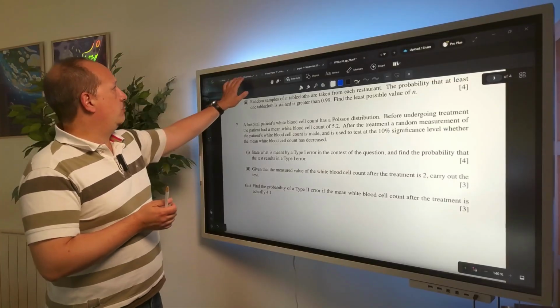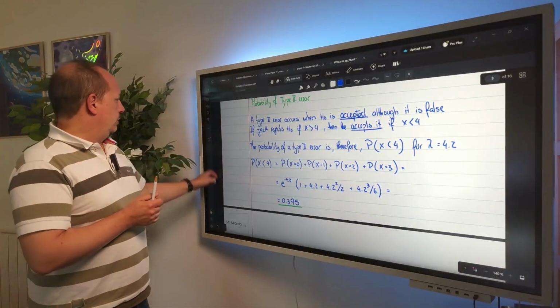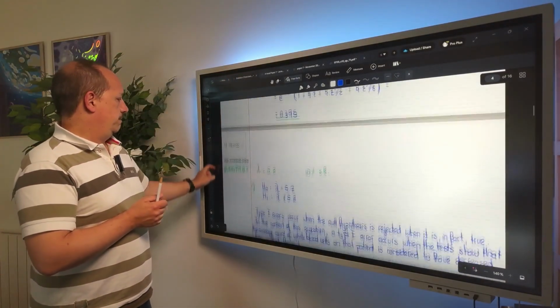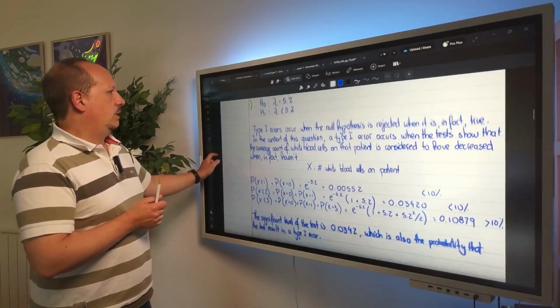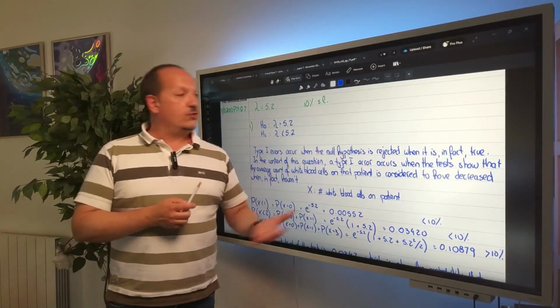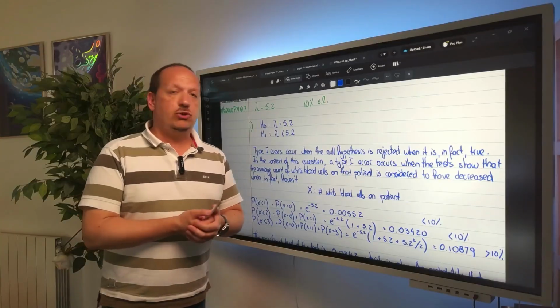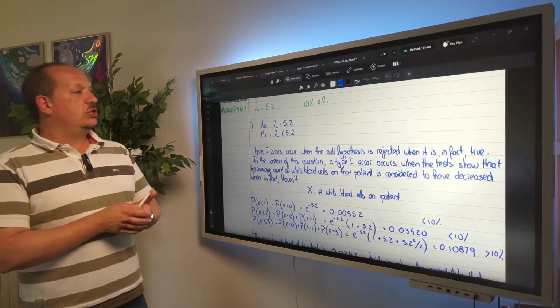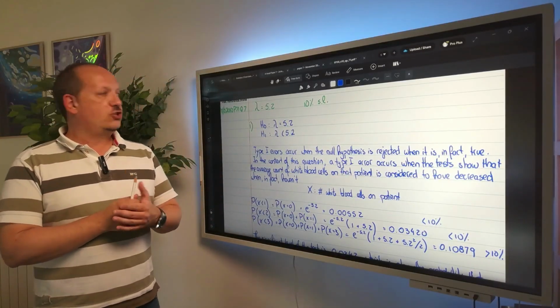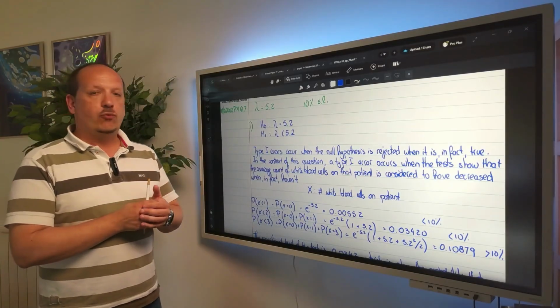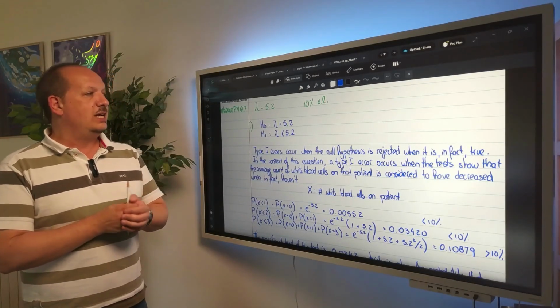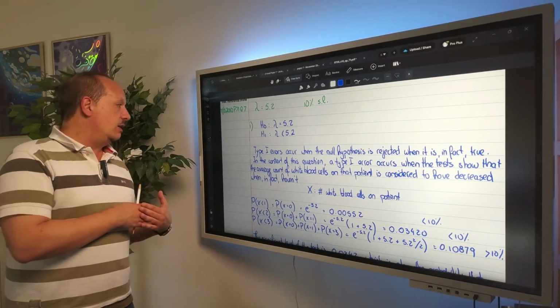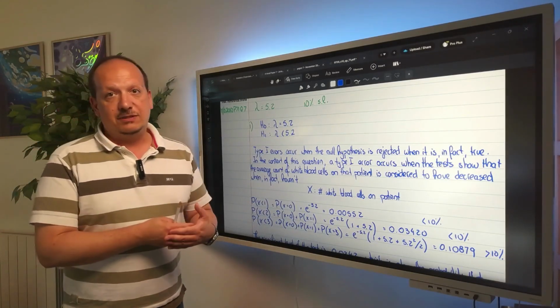Again, what is a type 1 error? A type 1 error occurs when a null hypothesis is rejected when it is in fact true. In the context of this question, a type 1 error occurs when the test shows that the average count of white blood cells on that patient is considered to have decreased when in fact it hasn't. Okay?